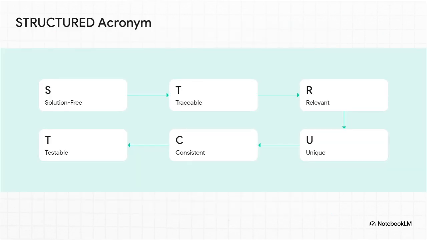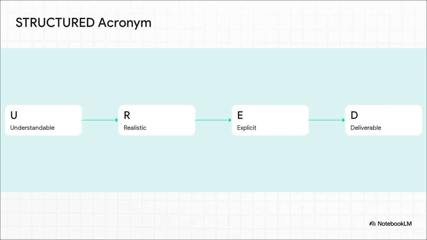Well, it's 10 principles, a perfect checklist. We've got solution-free, traceable, relevant, unique, consistent, testable. And then we have understandable, realistic, explicit, and finally, deliverable. Together, these things form a complete, basically bulletproof guide for great requirements. So let's break down what each of these really means in practice.